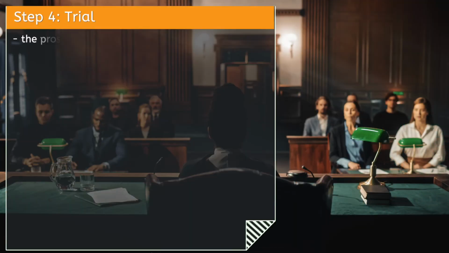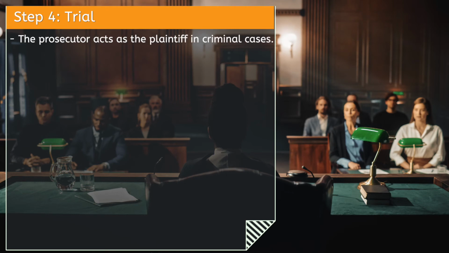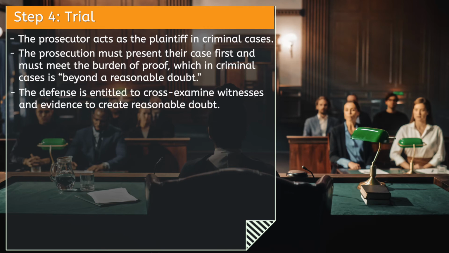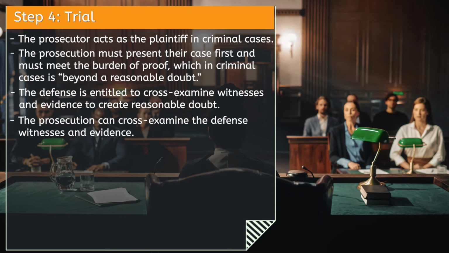In a trial, the prosecutor acts as the plaintiff in criminal cases. The prosecution gets to present their case first and must meet the burden of proof, which in criminal cases is beyond a reasonable doubt. During the prosecution's case, the defense is entitled to cross-examine witnesses and evidence in order to create reasonable doubt. After the prosecution presents their case, the defense is entitled to present witnesses and evidence that cast doubt on the prosecution's case.